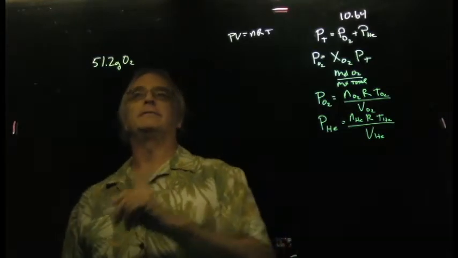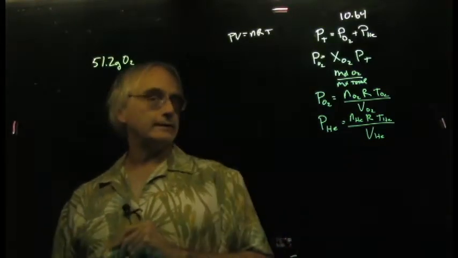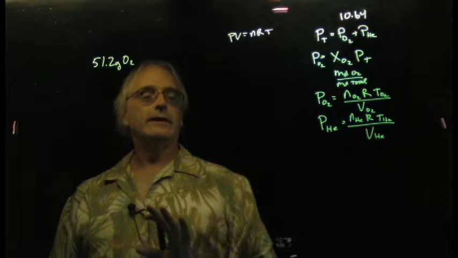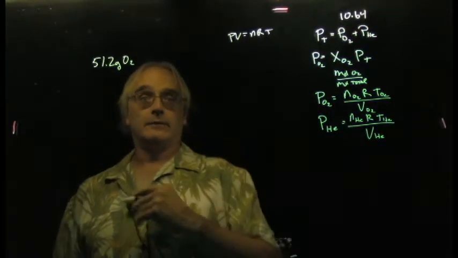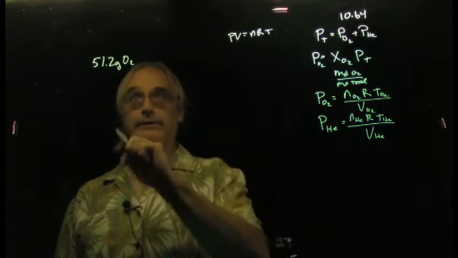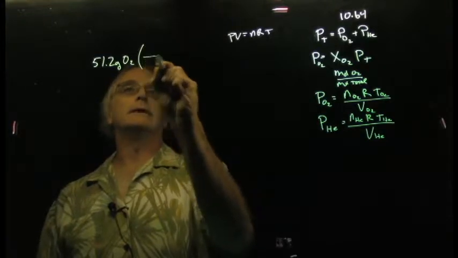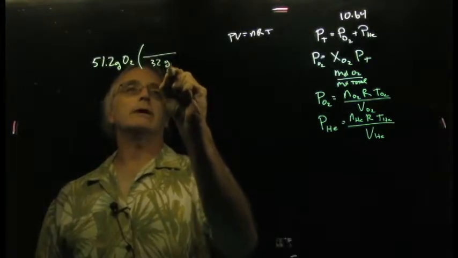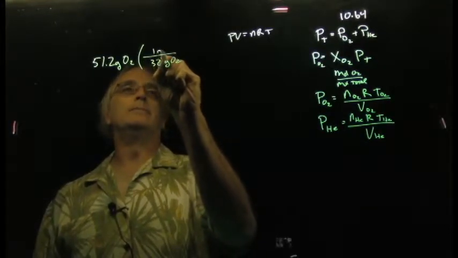All right, if we have 51.2 grams and we know what the gas is, this isn't one of those questions that's asking us to figure out the molecular weight of the gas because it's an unknown. We know what it is, so we know its molecular weight. It's 32 grams of oxygen per mole.